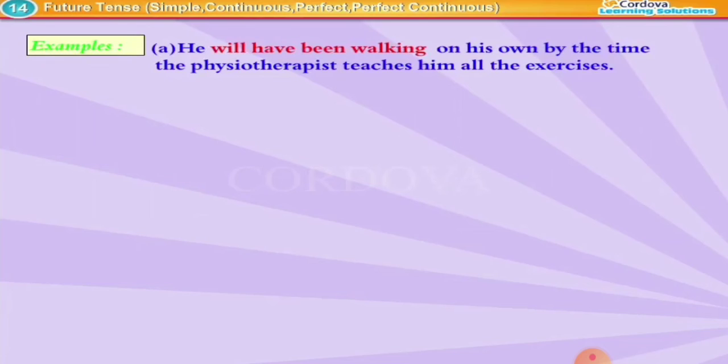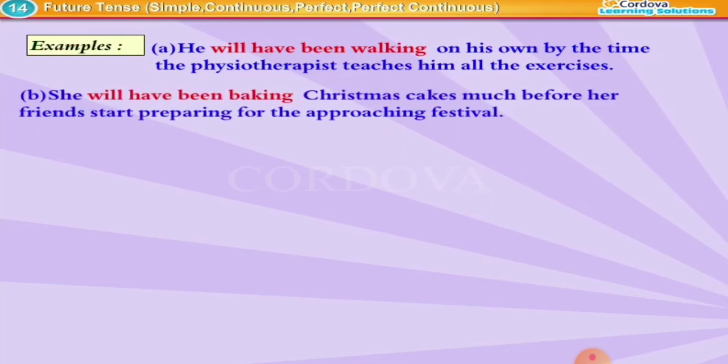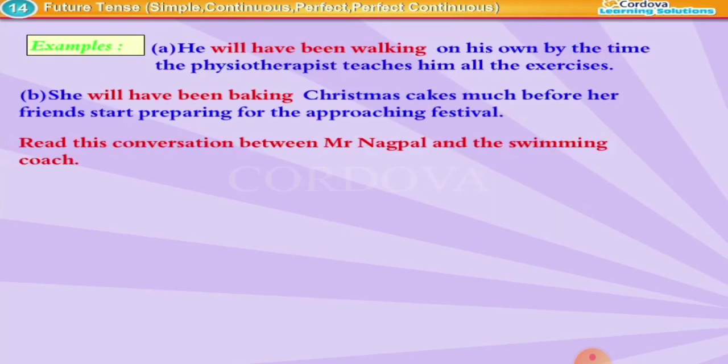Examples: He will have been walking on his own by the time the physiotherapist teaches him all the exercises. She will have been baking Christmas cakes much before her friends start preparing for the approaching festival.